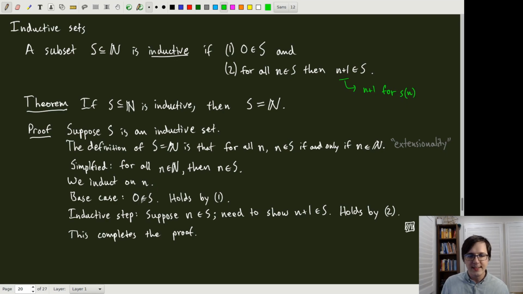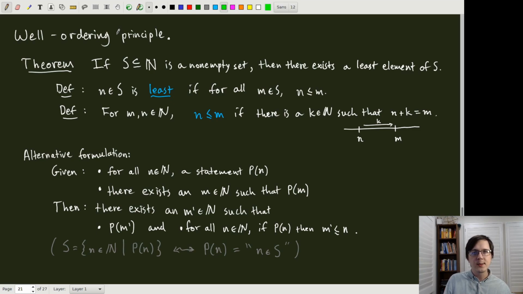The base case is that 0 is in S, and that certainly holds because that's an assumption of it being an inductive set. And then the inductive step: suppose that n is in S, we need to show that n plus 1 is in S, because that's the successor of n, of course. And that holds by property 2, because that's exactly what it says. And that completes the proof because we completed the induction. Okay, so those were inductive sets.